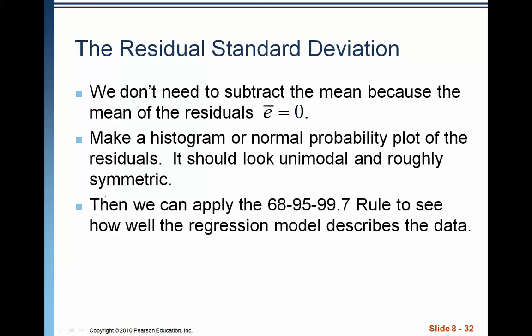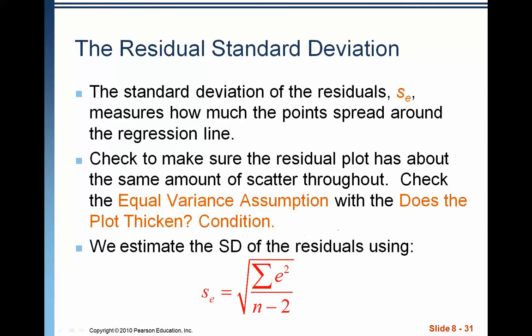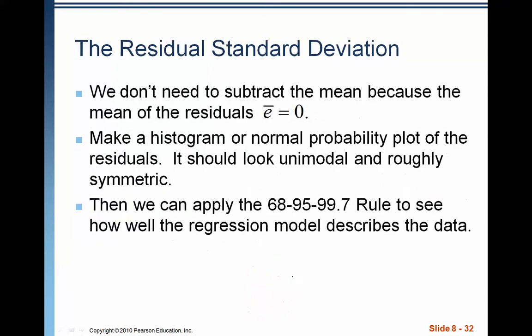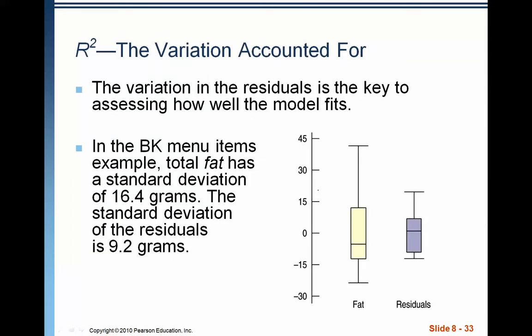We can make a histogram of this. We should expect to see something that is unimodal and roughly symmetric. The mean of the residuals should be 0 always, right? So when we're finding this sum and making the standard deviation, we don't need to subtract the mean because the mean is 0. We can use the 68, 95, 99.7 rule to see how well the regression model describes the data. So let's take a look at this here.